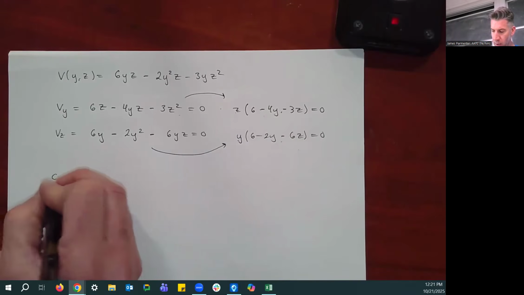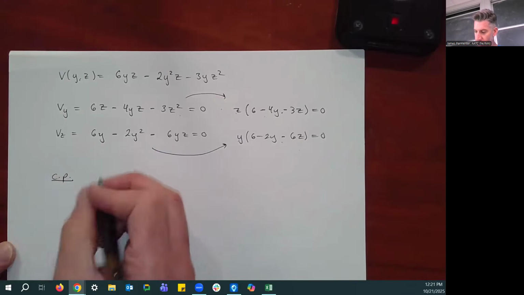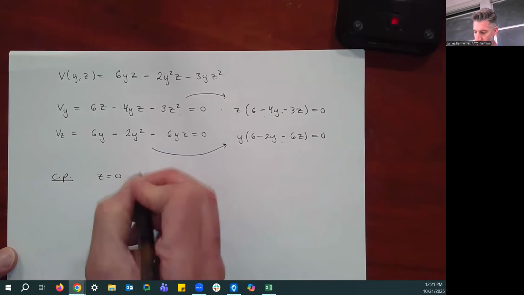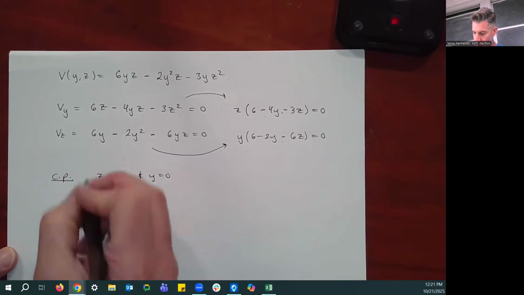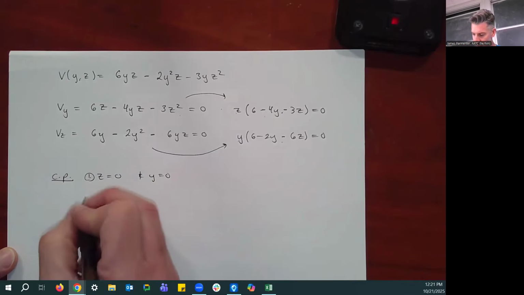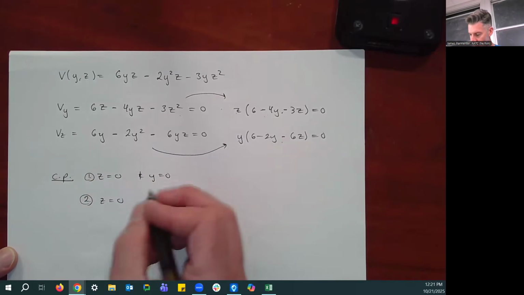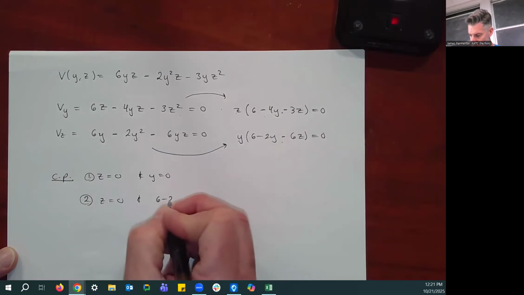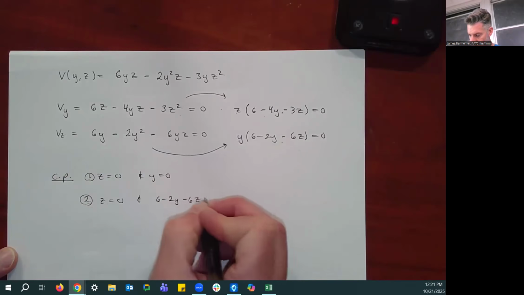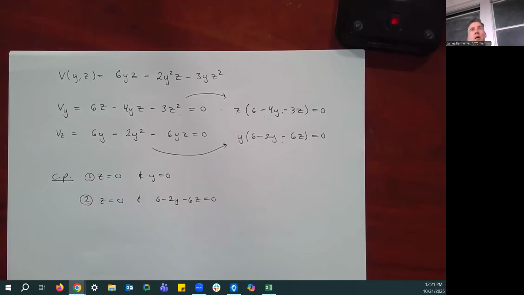To find our critical points, we could either have z equal to 0 and y equal to 0. That's the first one. The second one we would find by doing z equal to 0 and the other factor, 6 minus 2y minus 6z, equal to 0. This one's easy to solve, right? If you set z equal to 0, you're left with 6 minus 2y equal to 0, and y is going to have to equal 3.